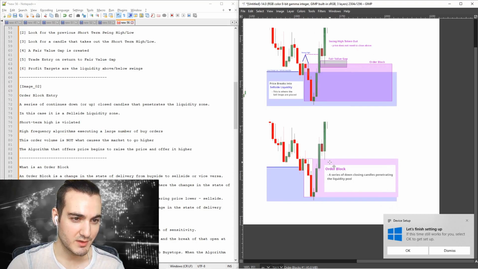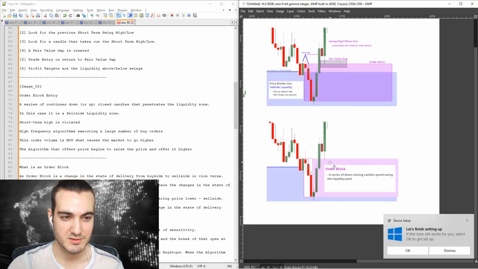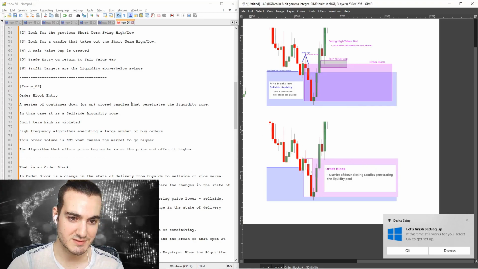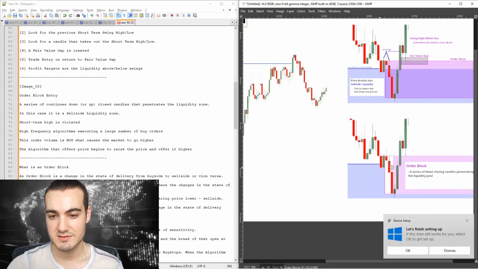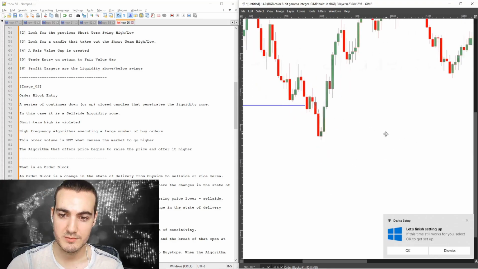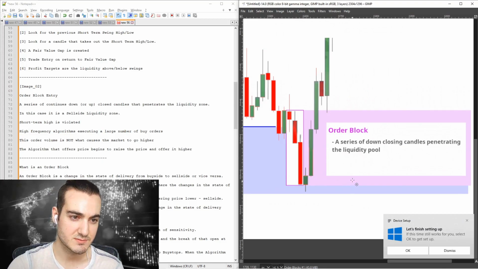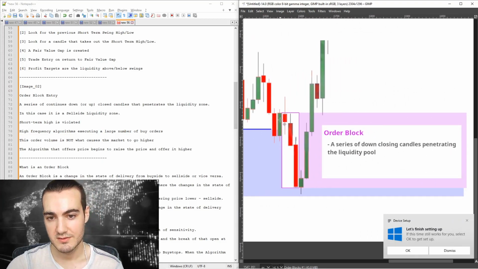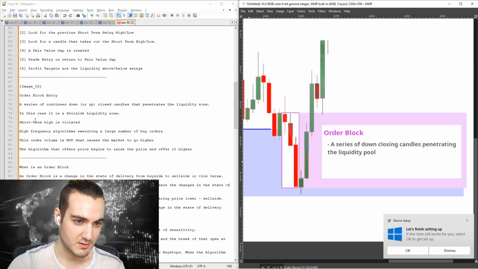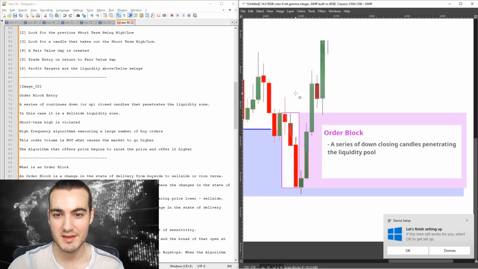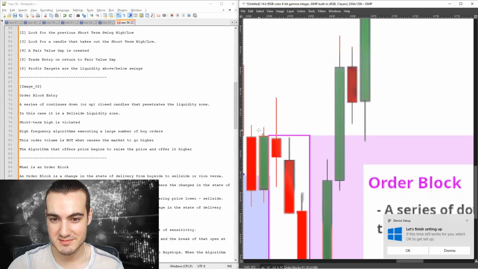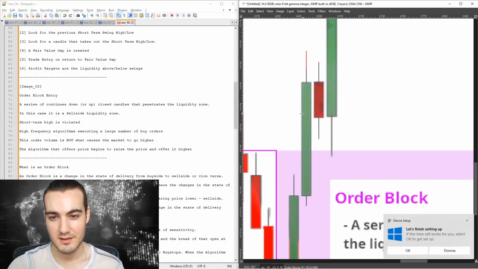So anyway, the way he first introduces the concept of an order block is a series of continuous down or up closed candles that penetrates the liquidity zone. So coming back to this area here, he's explaining how an order block is formed from these 3 candles. Okay, so we're penetrating the liquidity zone. These 3 candles, they're all closing red, they're all the same color. And then we violate the short-term high, as I had on the previous slide, with this candle here. So this short-term high that we talked about, right? And we're violating it here.